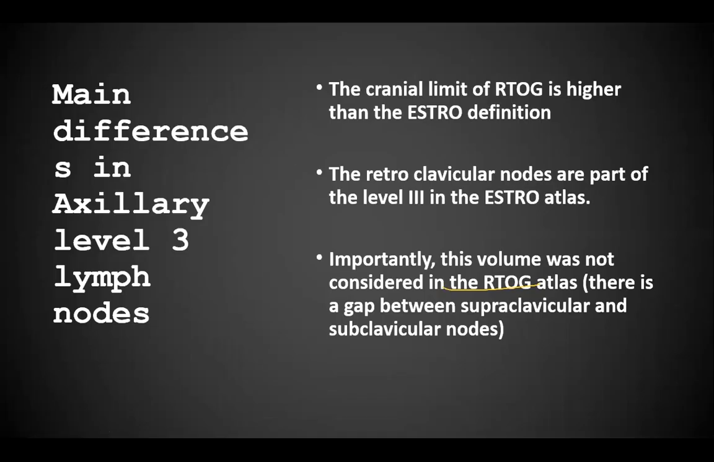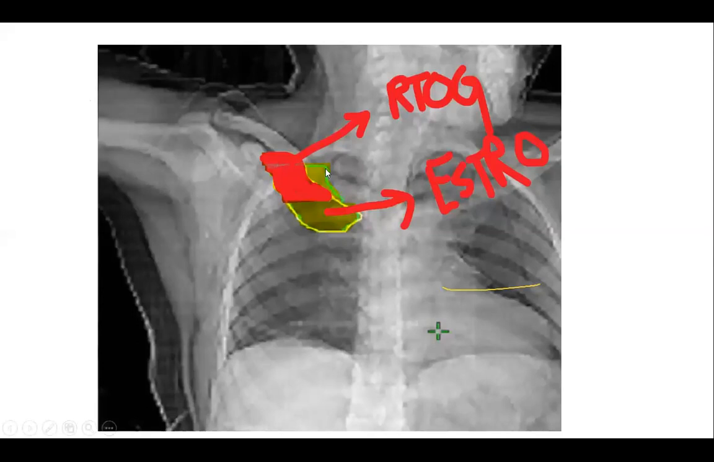So the retroclavicular nodes are a part of the level 3 stations, but this part of the lymph node is not included in the RTOG, and this is very important, which we will discuss in tomorrow's class. It will impact our patterns of recurrence after some years actually. So this part is our retroclavicular nodal station, which is excluded in the RTOG guidelines, whereas ESTRO includes this retroclavicular lymph node station.